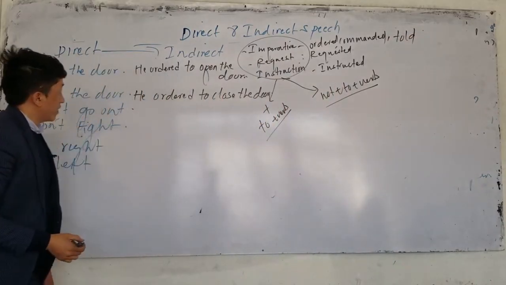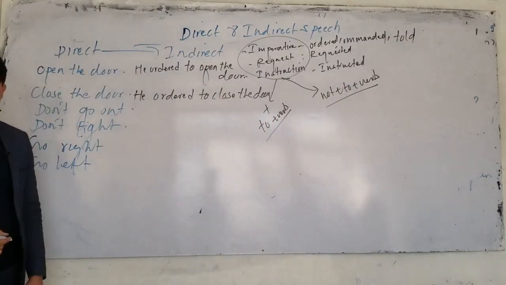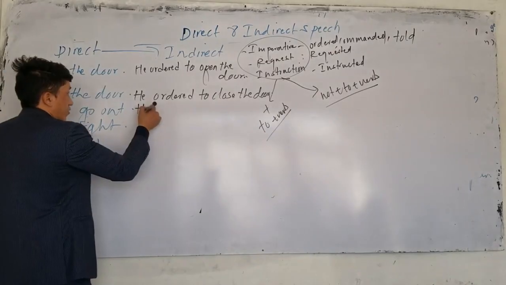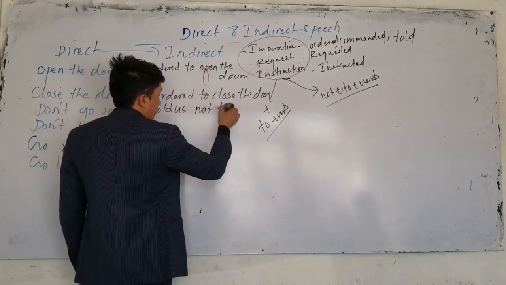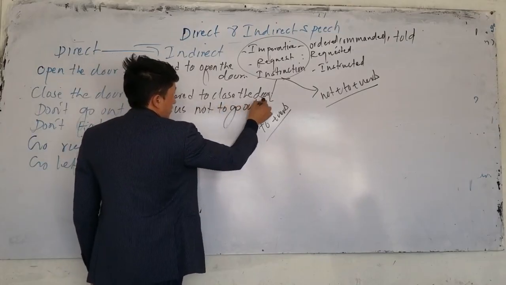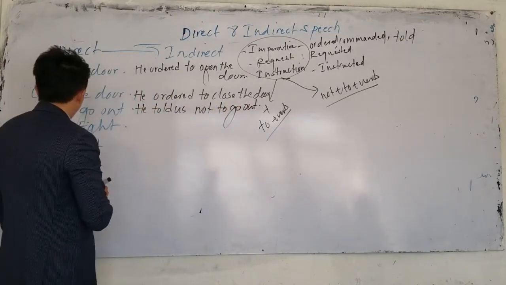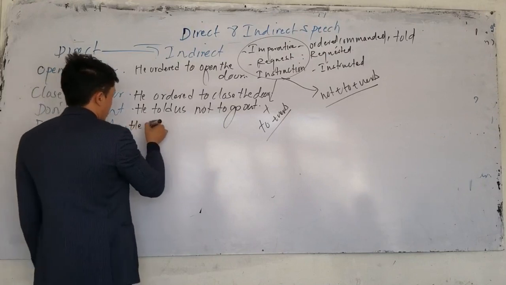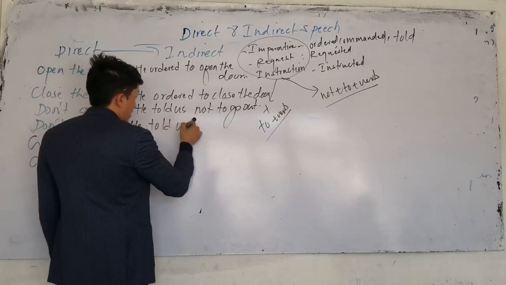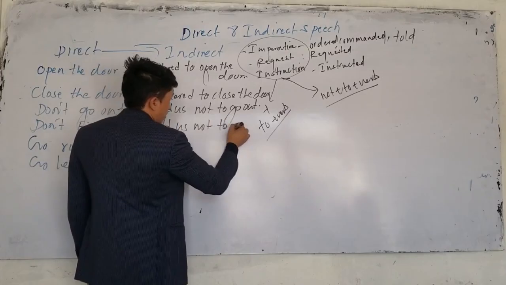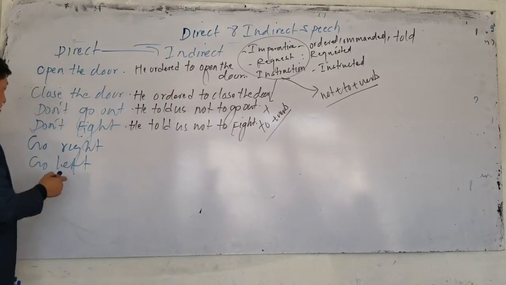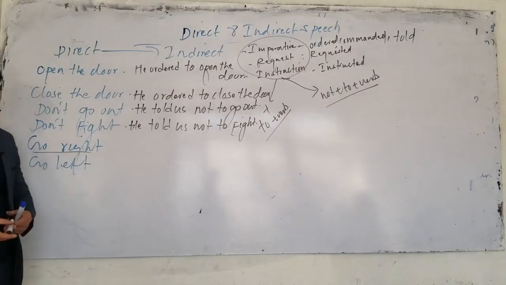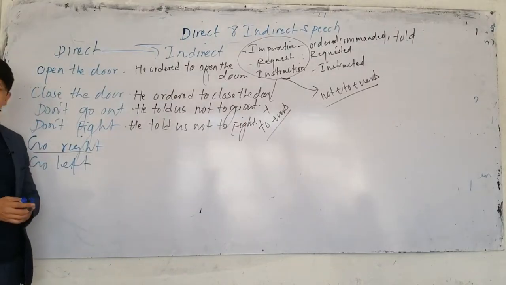Okay. Now here, the next sentence, don't go out. How should I say now? He told us, no? He told us, what do we say? Not to go out. Or the next one, don't fight. We can say he told us not to fight. All of them are orders. But if I say go right or go left, open your books, close your books, they are what? Instructions.